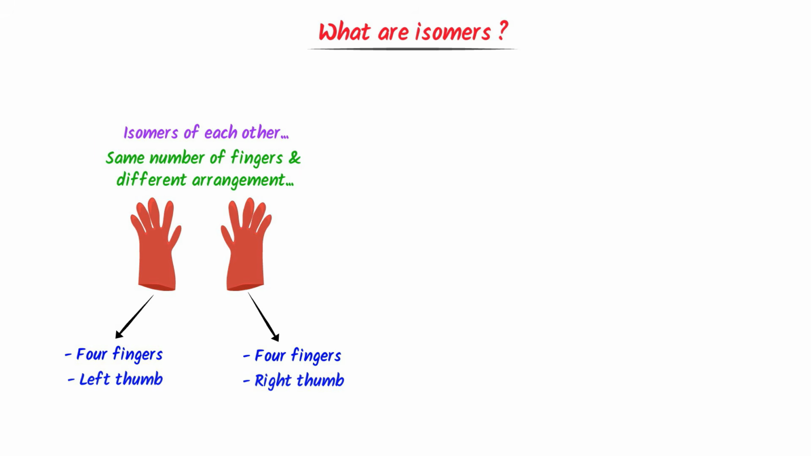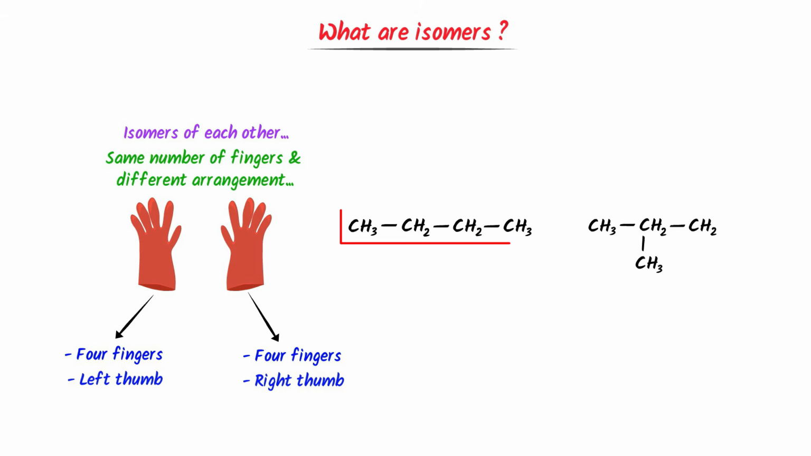So the easy trick to remember the concept of isomer is they must have same number of fingers but different arrangement. Now consider these organic compounds. Let me find the molecular formula of this compound. We can see that there are 4 carbon atoms present in it, while there are 10 hydrogen atoms present in it. So the IUPAC name of this compound is N-butane.